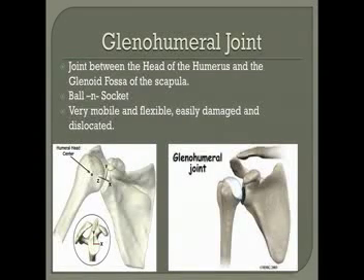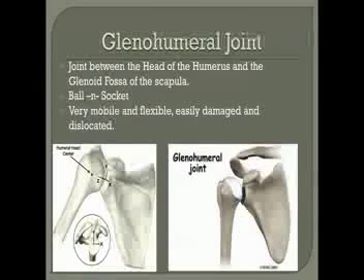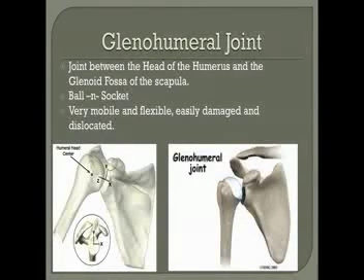The glenohumeral joint, often called the shoulder joint, is a joint found between the head of the humerus and the glenoid fossa of the scapula. This is a ball and socket joint. It is very mobile and flexible, and easily damaged and dislocated. As you can see, the large head and the small glenoid cavity is what allows this joint to become dislocated or damaged very easily.